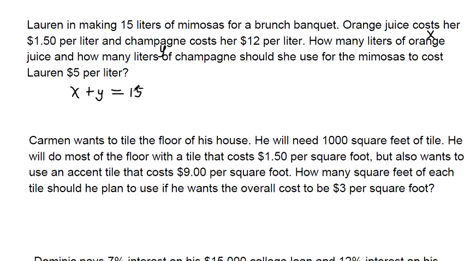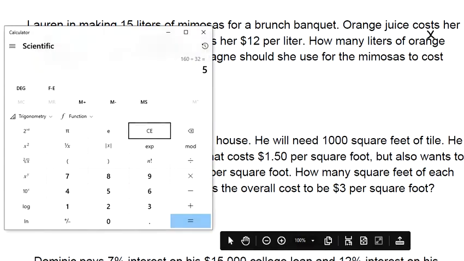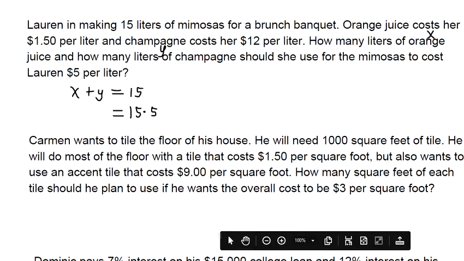And now let's try to make another equation. It's 15 liters total, and it's $5 per liter. So the total amount of money that we're going to be spending on this thing, we want it to equal 15 times 5, which would be $75, because they wanted $5 per liter.